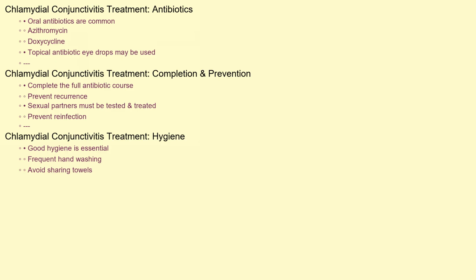Treatment for chlamydial conjunctivitis involves antibiotics. Oral antibiotics, such as azithromycin or doxycycline, are typically prescribed. In some cases, topical antibiotic eye drops may also be used. It's crucial to complete the entire course of antibiotics, even if symptoms improve, to completely eradicate the infection and prevent recurrence. Importantly, because chlamydial conjunctivitis is often linked to sexually transmitted infections, sexual partners should also be tested and treated to prevent reinfection. Good hygiene practices, such as frequent hand washing and avoiding sharing towels, are also important during treatment.